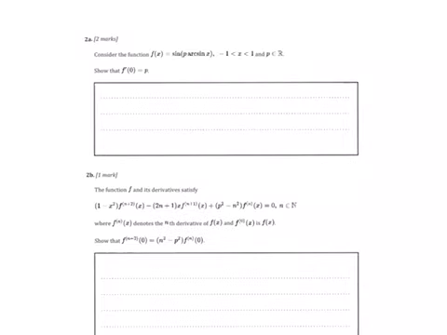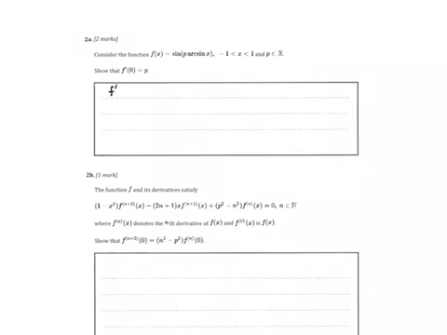So let's get started. It says consider the function f of x, which is sine of p arc sine of x, and which exists here between negative 1 and 1, where p is in the real numbers. Show that the derivative of this function at x equals 0 is equal to p.